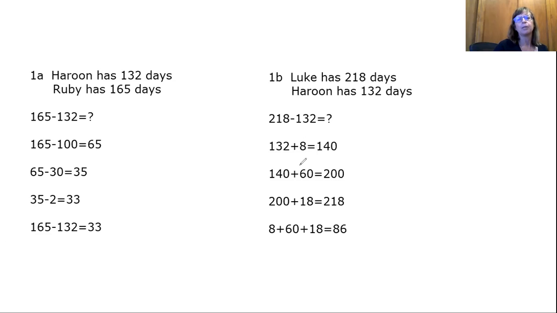From there, I'm going to add 60 because I know I've got to get up to 200 here. So I'm going to add 60 to get to 200. So I did that there. And now I'm at 200, but I need to get to 218. So I'm just going to add to my 200 number 18 to get 218. And then I add up all of the steps that I took, the 8 plus the 60 plus the 18 to give an answer of 86. So I'll go back now for you to finish marking your other work.